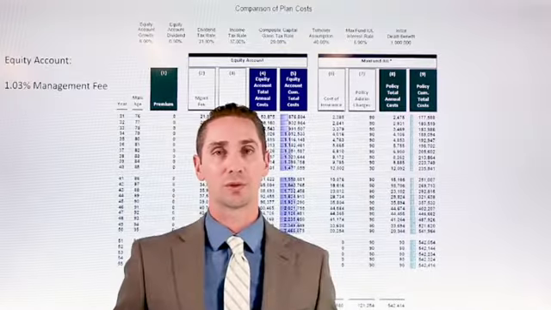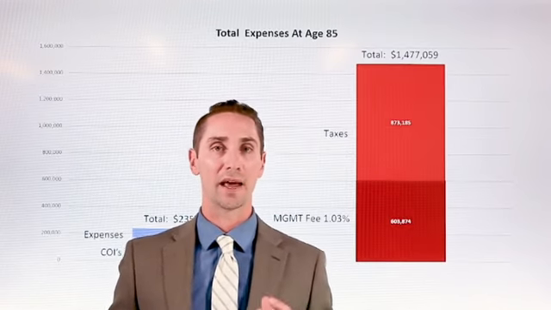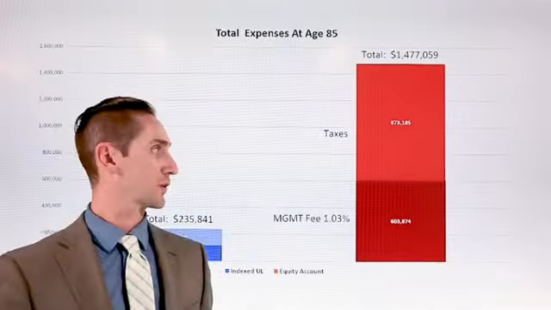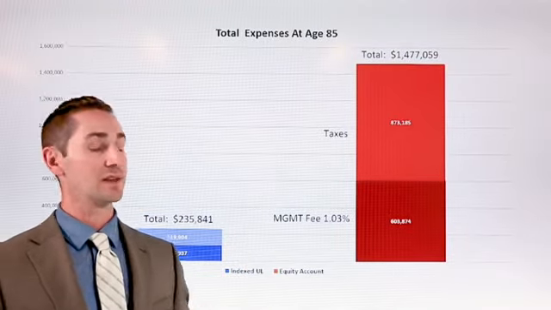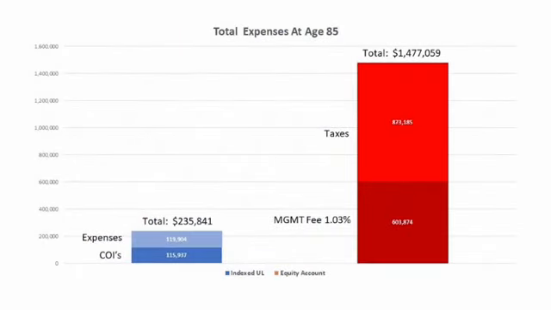But to show this to you more visually, I looked at the total expenses of both at age 85. Now, the total expenses at age 85 for the IUL were $235,000. If we break that down, roughly half of those were administration or expenses, and the other half were COIs, or cost of insurance, which is basically used to pay for a life insurance death benefit for your family or for your business.